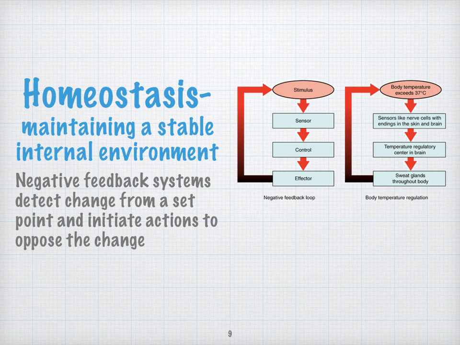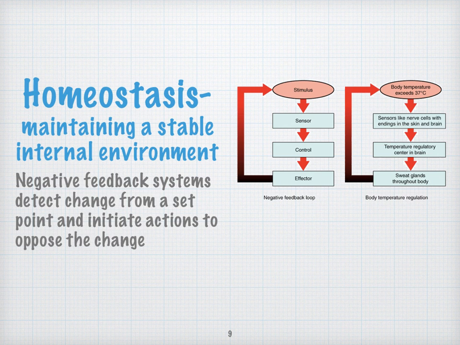This series of events is typical of homeostasis, the body's tendency to maintain a stable internal environment. That environment is not constant, it's not at equilibrium, but it fluctuates around a set point. These fluctuations tend to be relatively small, and this allows the cells of the body to enjoy conditions that are very good for their normal function. The type of system that does this is referred to as a negative feedback system, and these systems detect change from a set point and initiate action to oppose the change.